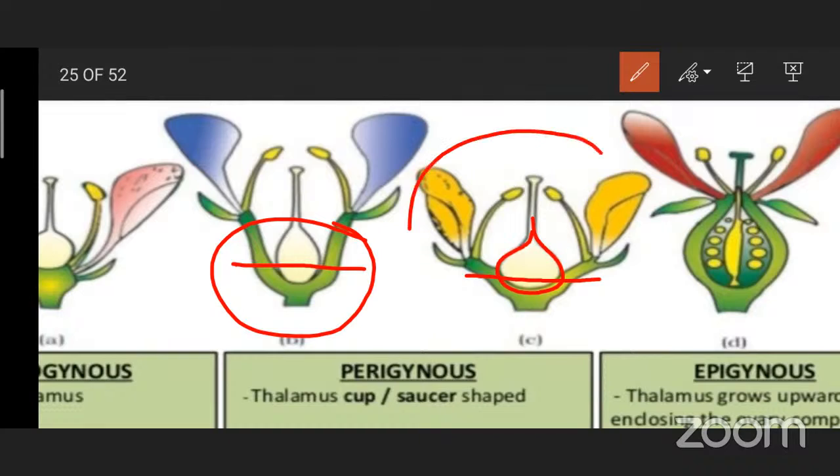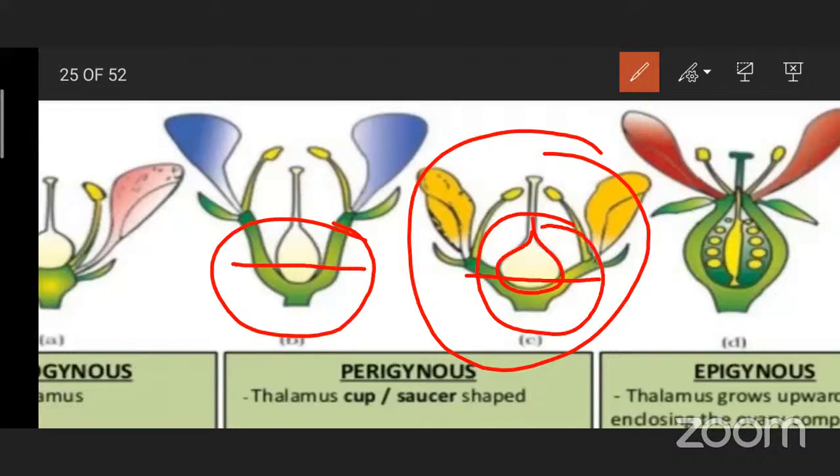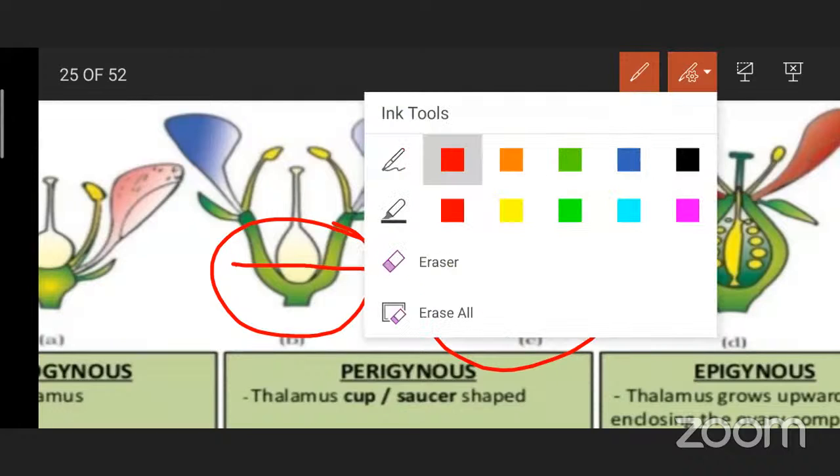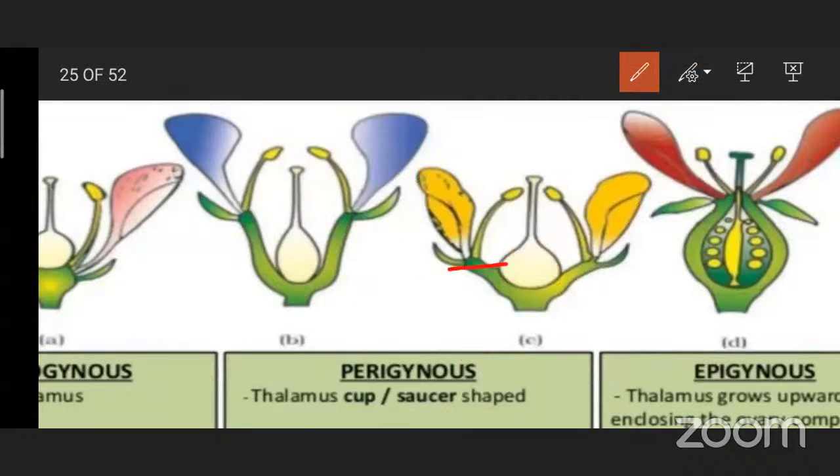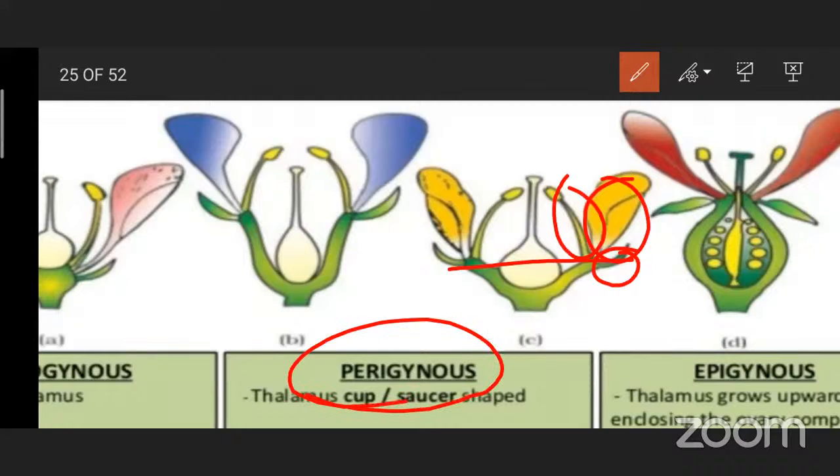The rest of the floral whorls are inserted around the gynoecium. The gynoecium is situated in the center and the other parts of the flower are located on the rim of the thalamus, almost at the same level. It is called perigynous. These are sepals, petals, and anthers. These are on the rim of the thalamus, almost at the same level. It is called perigynous.